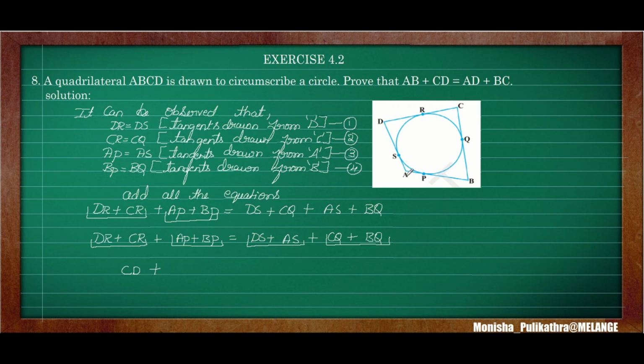Next is AP plus BP. What is AP plus BP? AP plus BP is AB, is equal to DS plus AS. So DS plus AS is AD, and CQ plus BQ is BC. Now check what we have to prove here, that is AB plus CD. Therefore, AB plus CD is equal to AD plus BC. Hence proved.